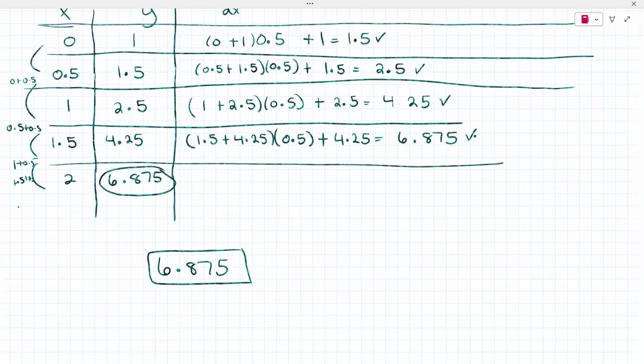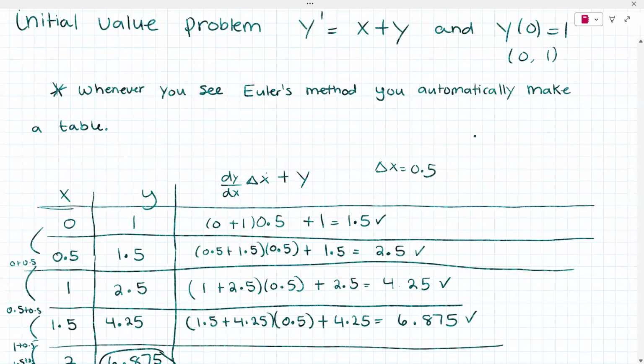Okay, so that is all of Euler's method. Okay, let's do example 2.